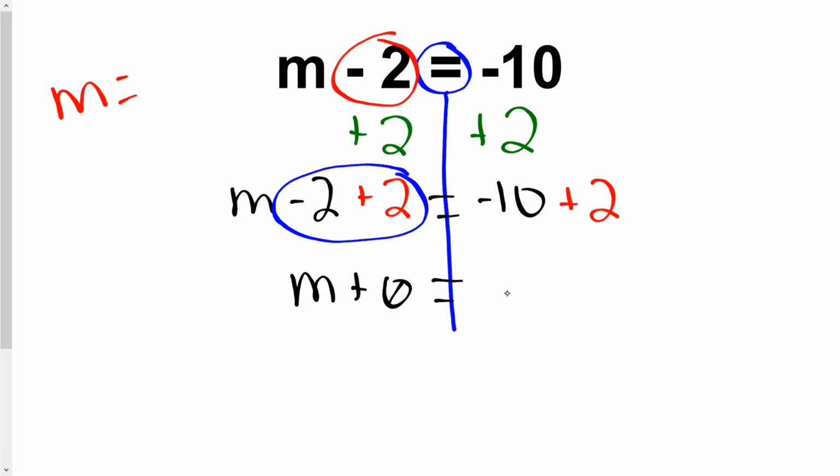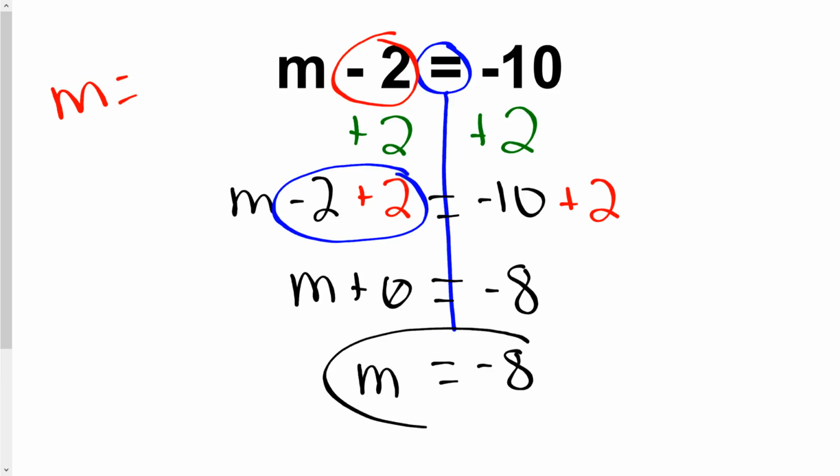Equals negative 10 plus 2 is negative 8. And m plus 0 probably goes without saying. M plus 0 is just m, equals negative 8. And we can always put that into our original equation, m minus 2 equals negative 10. M is negative 8, though.